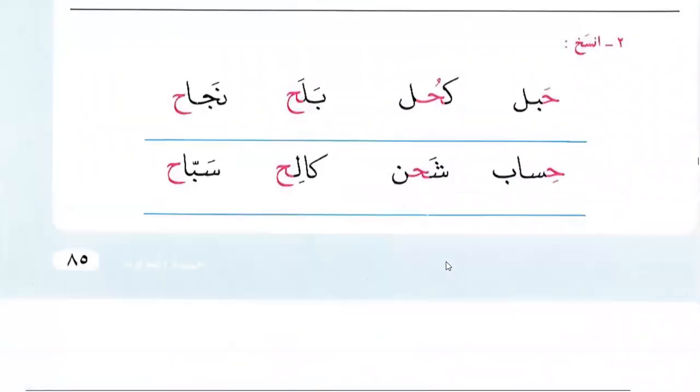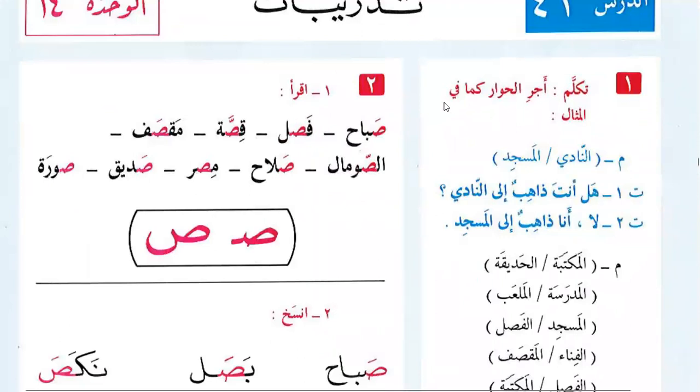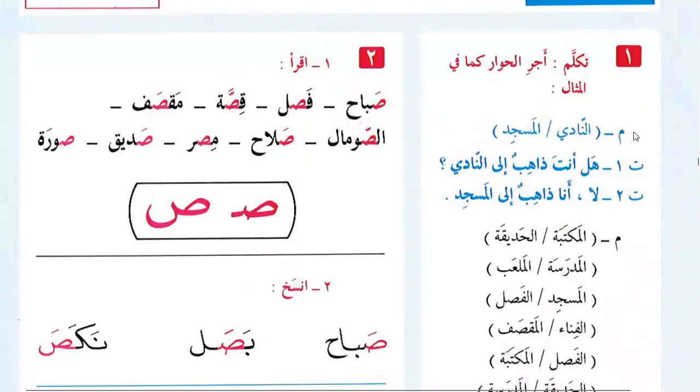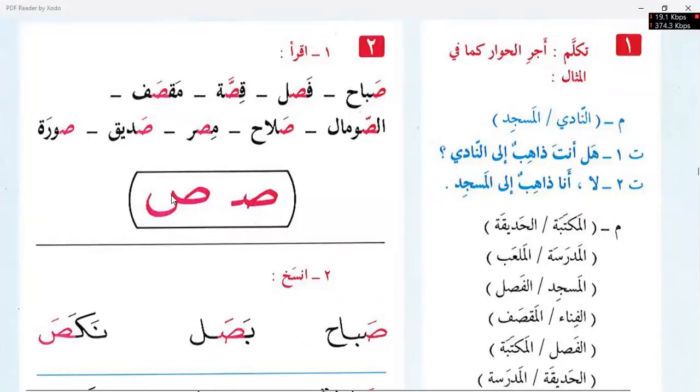And he's asking us to read these words. Then takallam means speak. Ajril hiwara kama fil misal. Start the dialogue like in the example. The mudarris gave the word annadi, which means sports club, and al masjid means mosque. Tilmiz ul awwal: Hal anta zahibun ila annadi? Are you going to the club? Tilmiz ul sani: La. Ana zahibun ila al masjid. No, I am going to the masjid. So in this way you will make these dialogues.